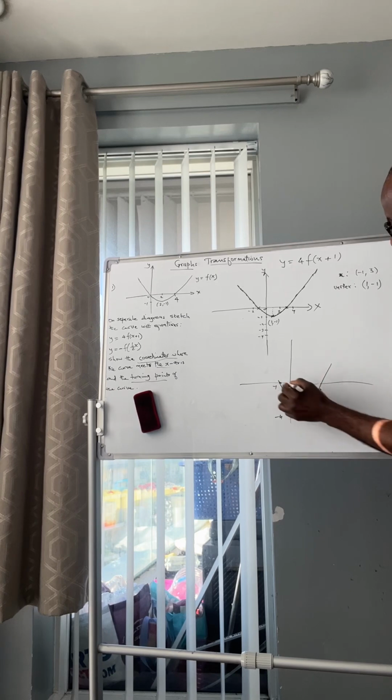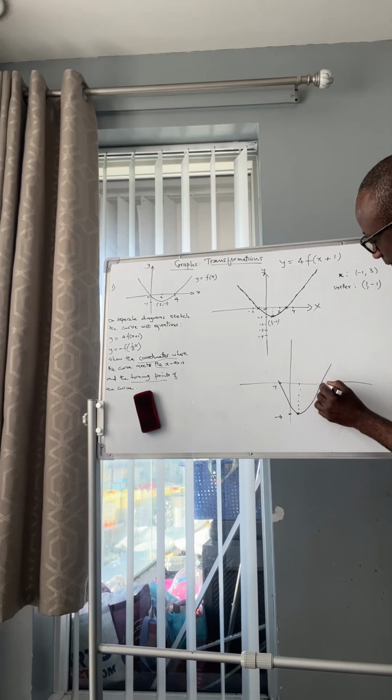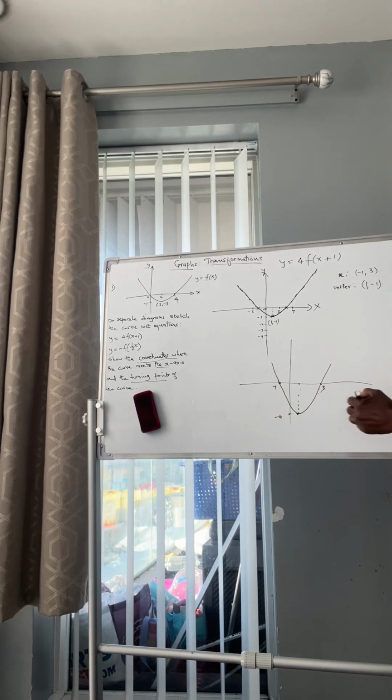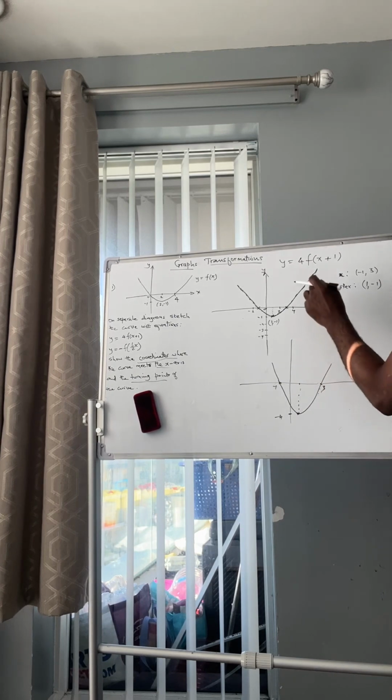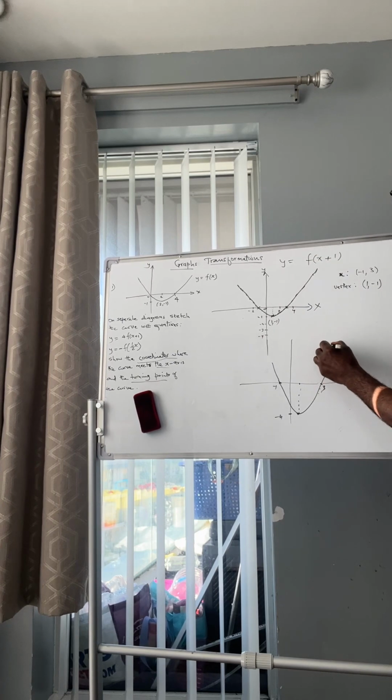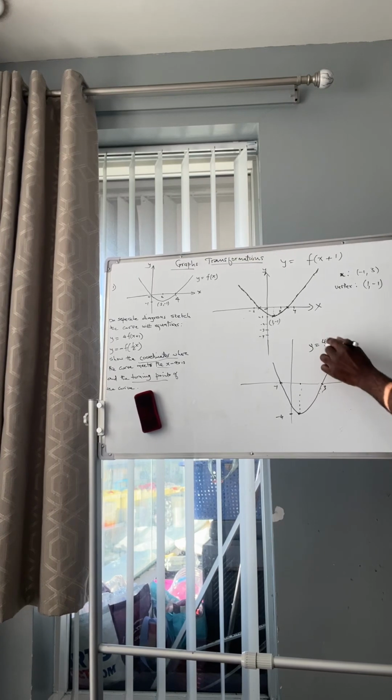So let's say this is -3 here. This is 3. This is -1. So this is what you have. Finally, this was this graph. Now this is y equals 4 f of x plus 1. So this is what we finally have.